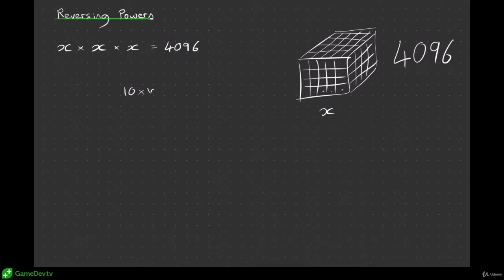Now one valid way to solve this puzzle as to what x is, is to just guess at it. So you could say 10 times 10 times 10, if I can write properly, and that would equal 1,000, so that's not enough. So then you would try maybe 20 times 20 times 20, and that's 400 times 20, which is 8,000, so that's too much, we're bust. So we know the answer's in here somewhere, it's between 10 and 20.